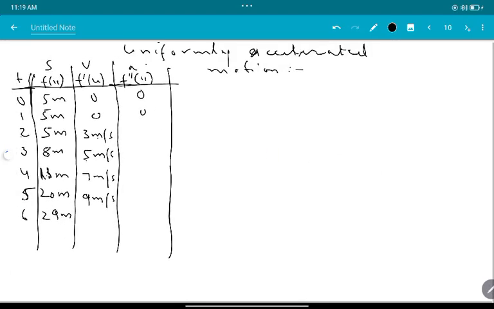In first second it accelerates from 3 meter per second to 5. That means its acceleration is 2 meter per second square. And then it is again from this to this, it accelerates by 2 meter. So 2 meter per second square, 2 meter per second square, and so on.